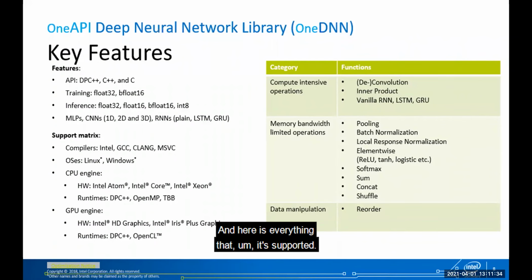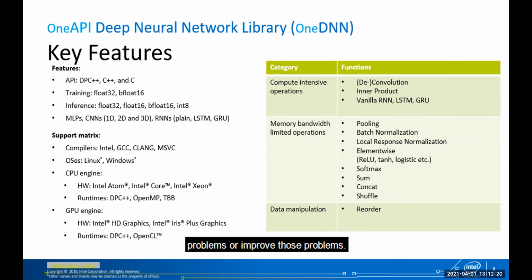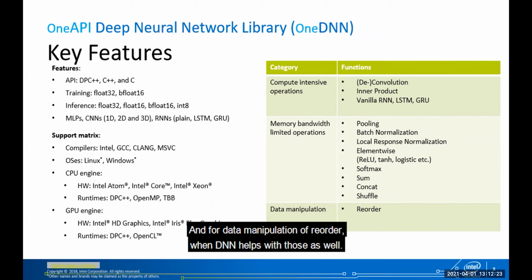And here is everything that is supported once you install the Intel optimizations for TensorFlow and PyTorch through oneDNN. In terms of training and inference instruction sets, it supports float32 and bfloat16 instruction sets. And then for inference, it supports float32, bfloat16, float16 and int8 instruction sets. And it basically helps optimize all of these functions that you see on the right. So for these compute intensive operations, such as vanilla RNN, inner product, and so on, oneDNN goes on underneath the hood to bring those optimizations. For memory bandwidth limited operations, oneDNN helps fix or improve those problems. And for data manipulation or reorder, oneDNN helps with those as well.